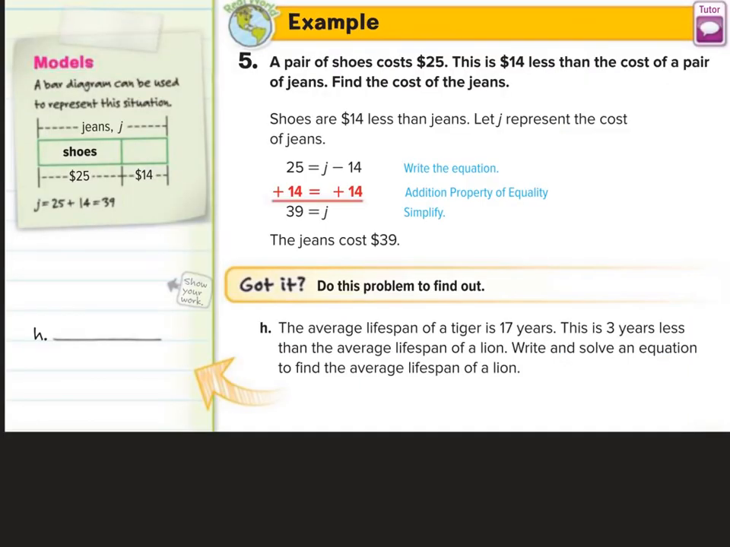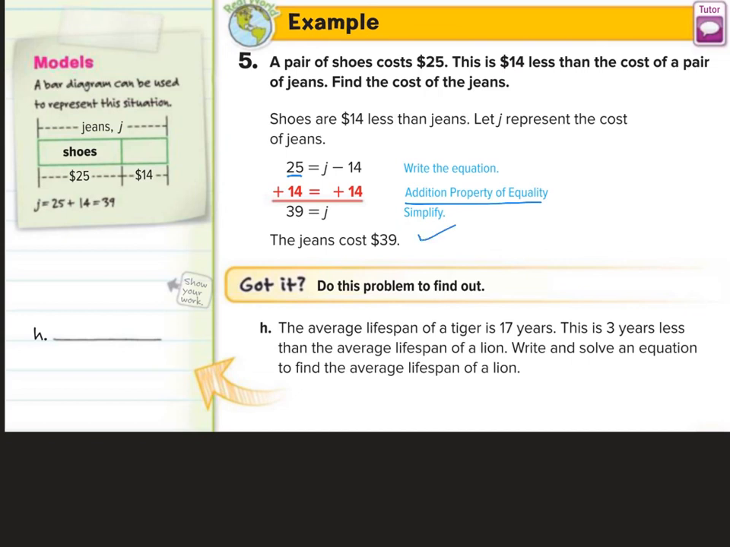Okay, moving on to our last problem for the notes. A pair of shoes cost $25. This is $14 less than the cost of a pair of jeans, so find the cost of the jeans. So they wrote a sentence, 25 equals J minus 14. Then they used the addition property of equality and added 14 to both sides. 25 plus 14 is 39 equals J.